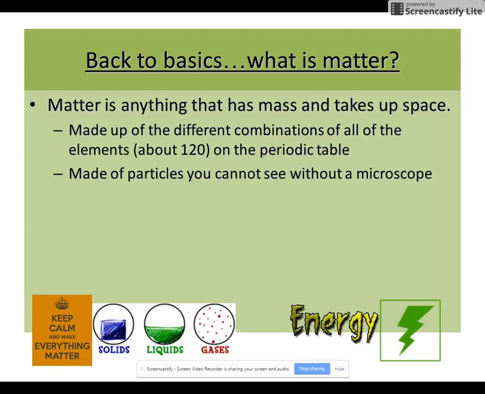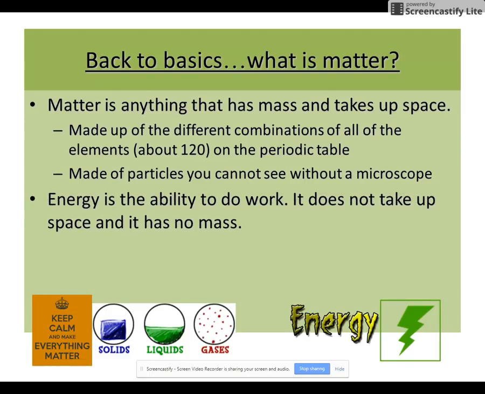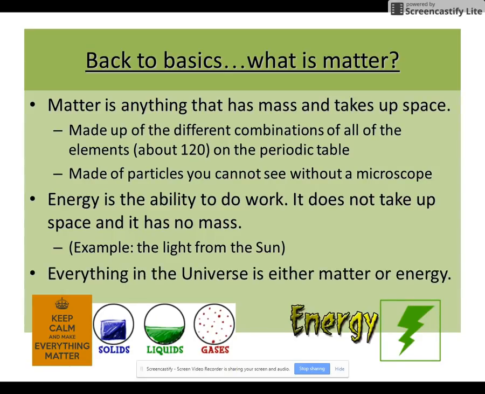Now, energy is different. Energy is the ability to do work. It does not take up space and it has no mass. For example, the light from the sun is energy. Everything in the universe is either energy or matter.